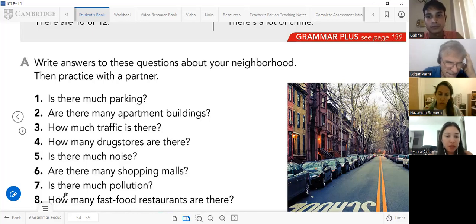Okay. Is there much pollution in your neighborhood? Yes, there is much pollution in Santiago. In Santiago, okay. Now continue, Hazabeth. Ask Gabo the last question.